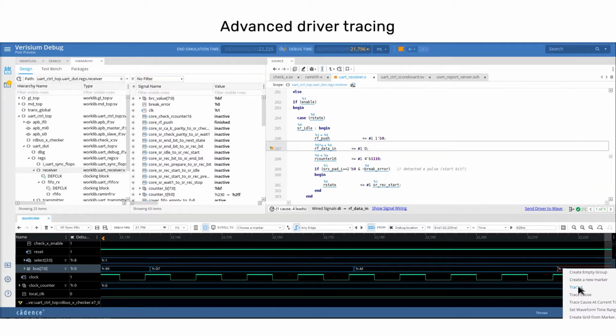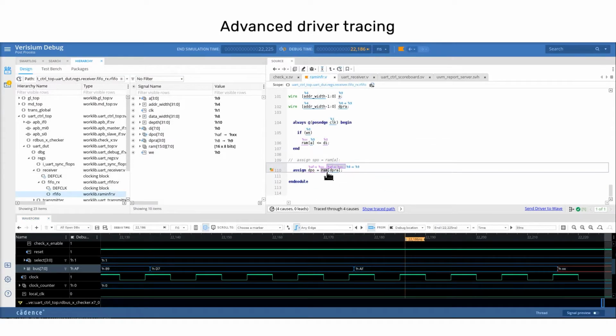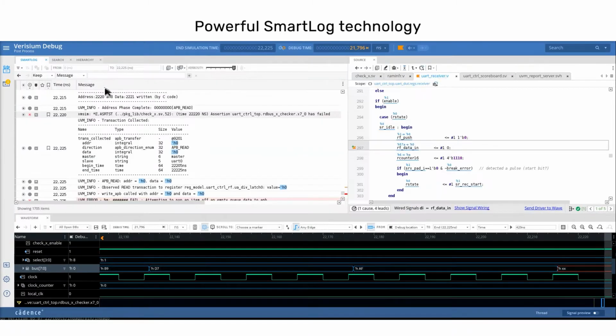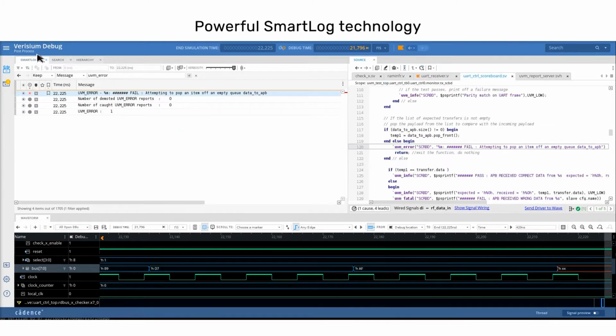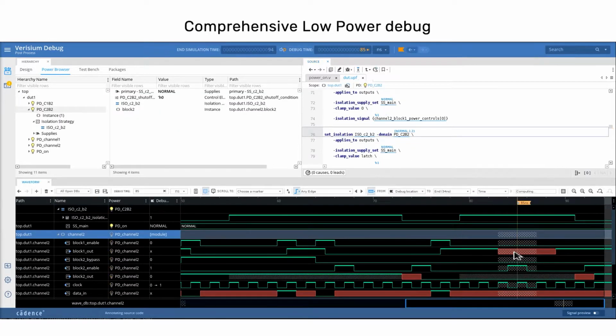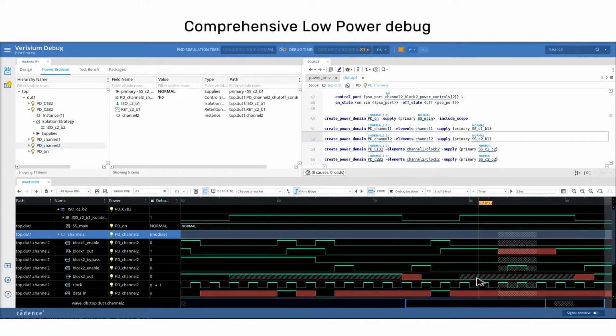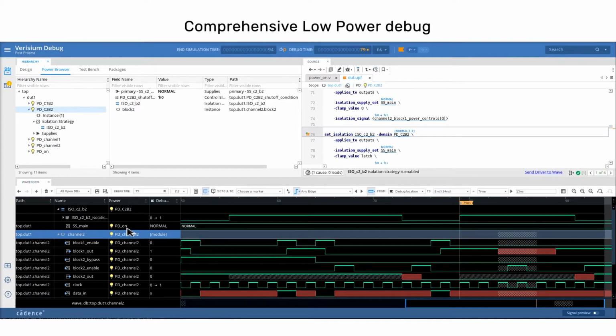First and foremost, driver tracing, allowing us to connect a signal to the root cause of its driver. Next, we have the SmartLog, allowing us to link between a log message and the source code that generated it. We have, of course, the low power information, allowing us to connect power intent information on top of RTL debug.